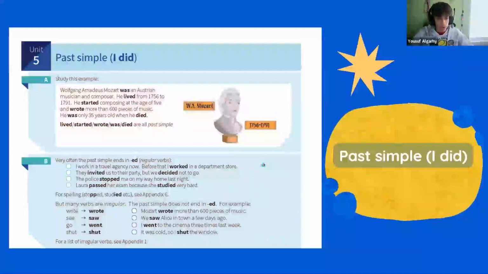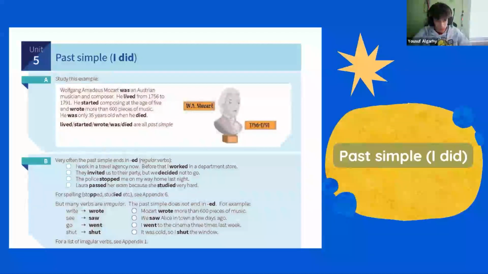So here we have our first example. It reads, Wolfgang Amadeus Mozart was an Austrian musician and composer. He lived from 1756 to 1791. He started composing at the age of 5 and wrote more than 600 pieces of music. He was only 35 years old when he died. Okay, so lived, started, wrote, was, and died are all past simple. Why? Because they are all talking about something that happened in the past.